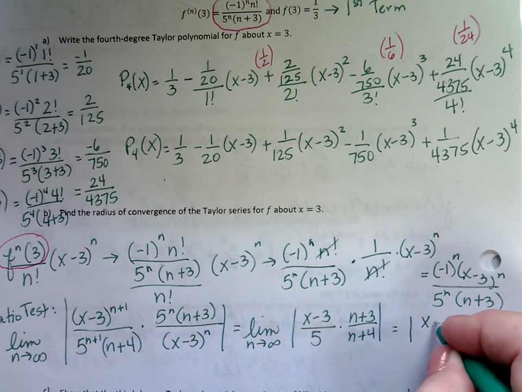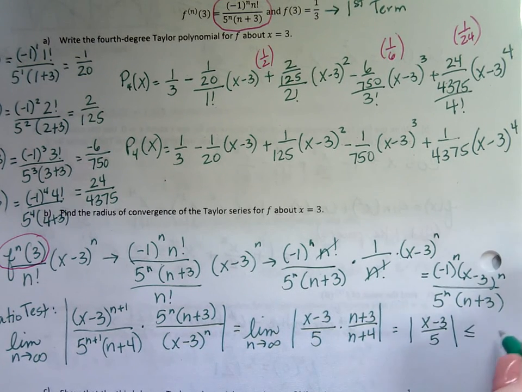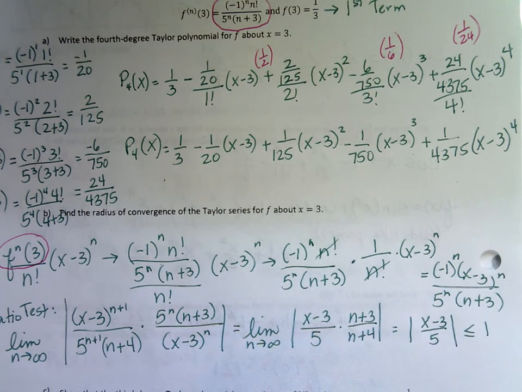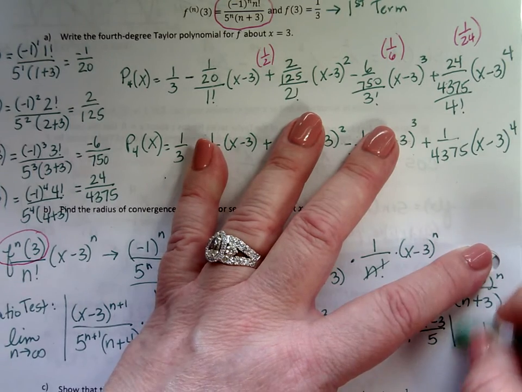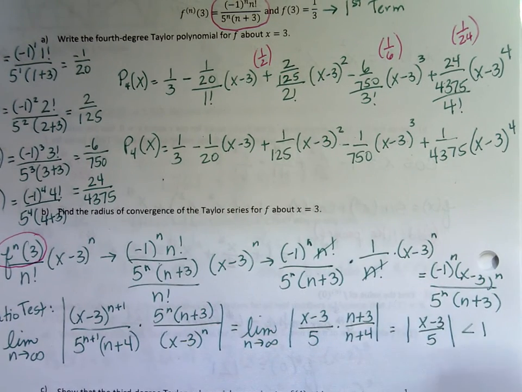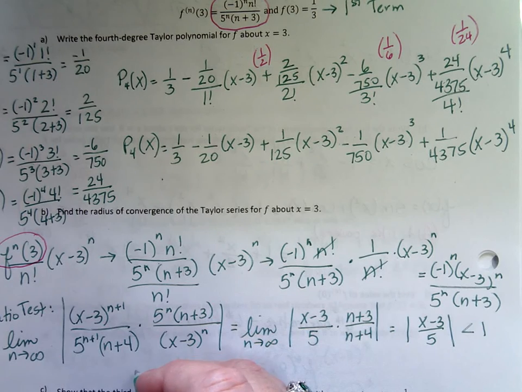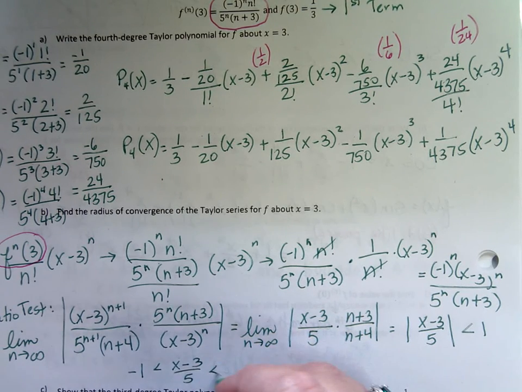Now what does that have to stay between in your radius of convergence? It has to be less than 1. I think it was just less than. Is it less than or equal to? Oh, we don't know. Yeah, it's just less than. Okay, so here we go. We're going to take this inequality and turn it into the triple inequality. So negative 1 is less than x minus 3 over 5 is less than 1. Remember, it has to stay between there. And then you're solving for x.